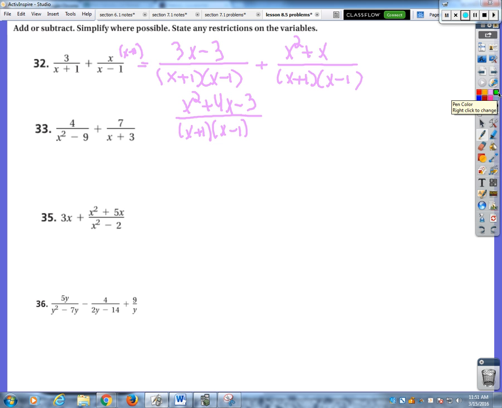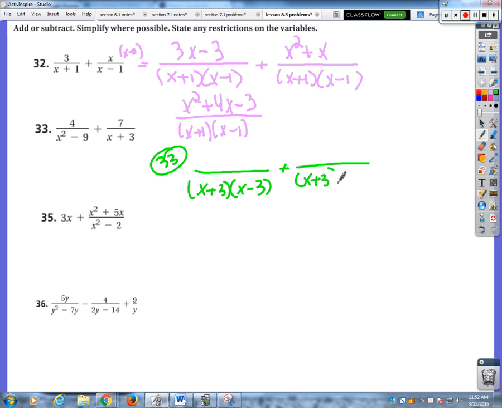Okay, 33. What does the denominator on the left factor into? Good. X plus 3, x minus 3. Good. And then on the right, I just have an x plus 3. So what do I need to multiply on the right by? Yep, I need to include an x minus 3 there.